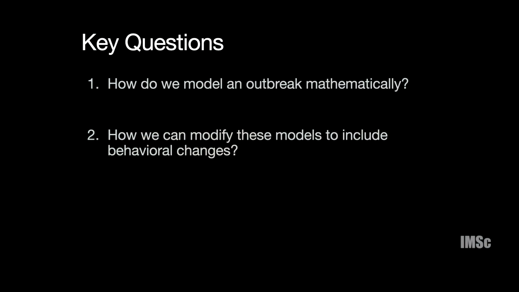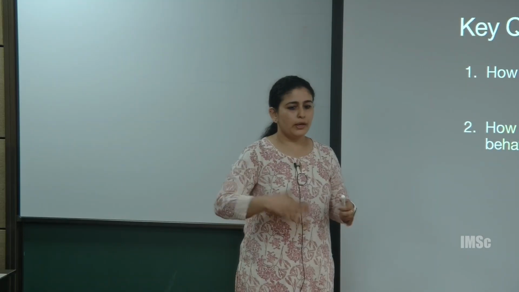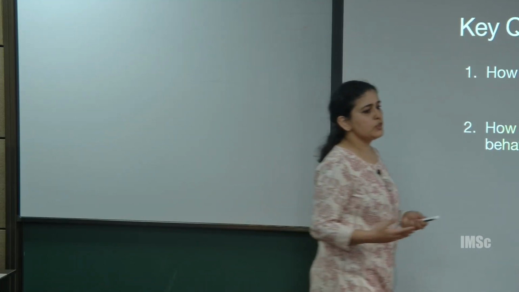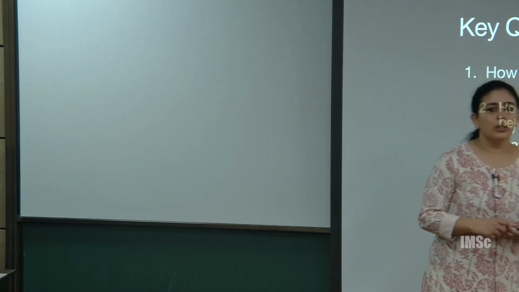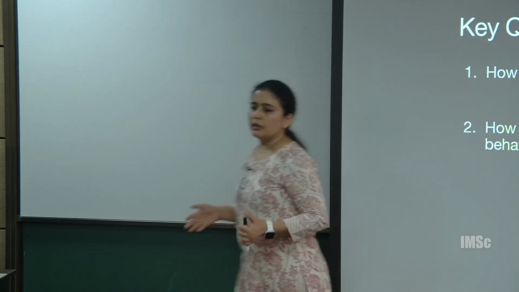So as I said, now that we are done with the first question as to how we model the outbreak mathematically, let's try to incorporate human behavioral changes into these models and modify them. I want to stress that there are so many ways of modifying these existing epidemic models. You can include more details, but here I am just going to focus on one extension, adding one layer of complexity, which is how human behavior is coupled with the dynamics of the epidemic.